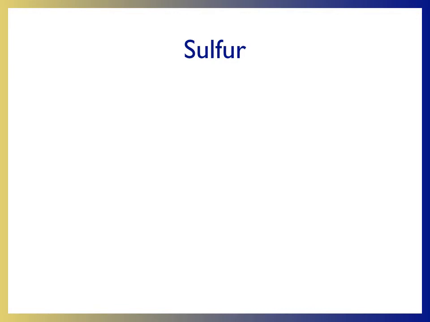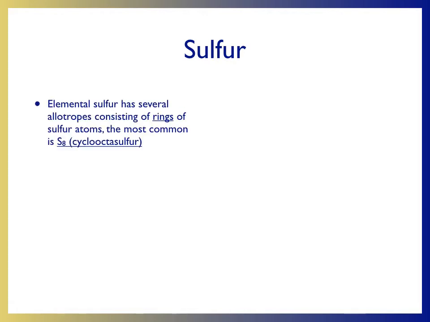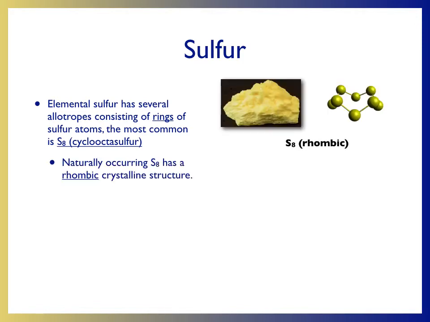Now let's take a look at sulfur, which is the element in the third row. There are many allotropic forms of sulfur, mainly consisting of rings of sulfur atoms. The most common allotrope of sulfur is the S8 molecule, cyclo-octasulfur. This 8-membered ring has all single bonds between the sulfur.